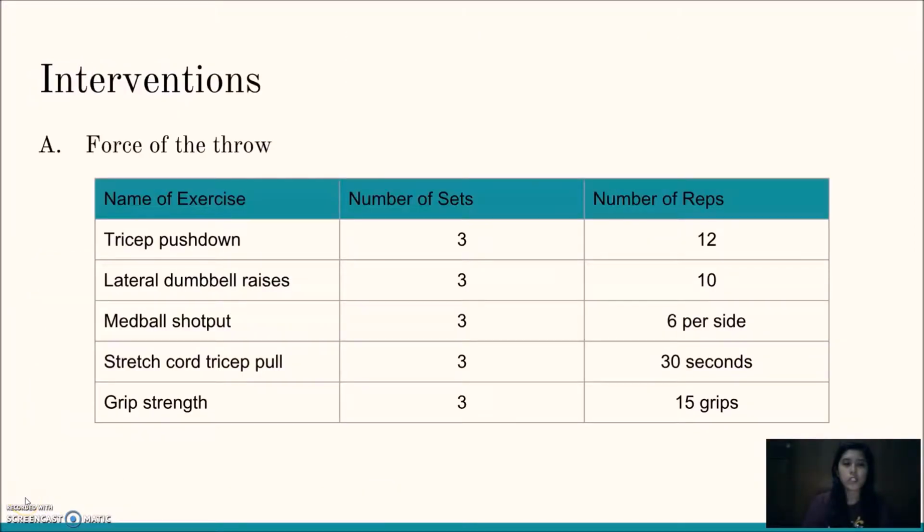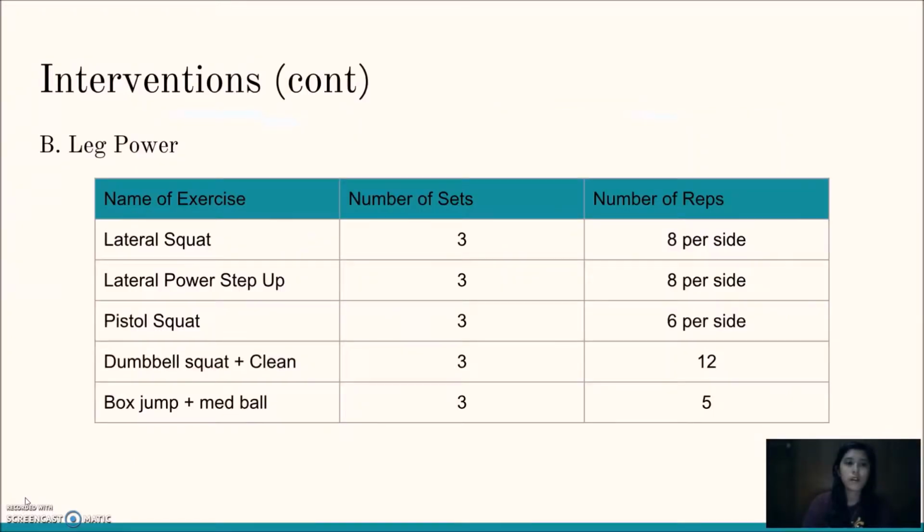So for our interventions, we focused more on speed and power, and we chose exercises that mimic the movement patterns of the actual penalty throw. So these are the exercises we gave to our players to improve on the force of the throw. For the leg power, we chose explosive exercises for the glutes, for the quads, and for the calves. And these are the exercises we gave to our subjects.